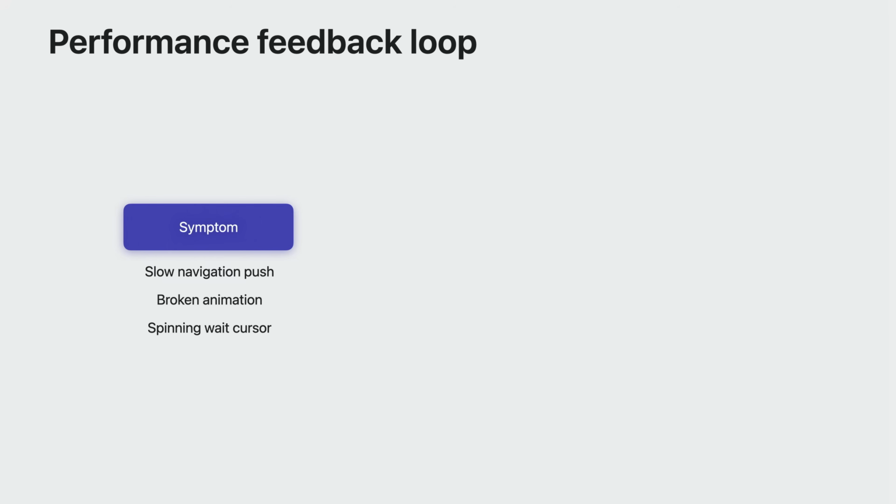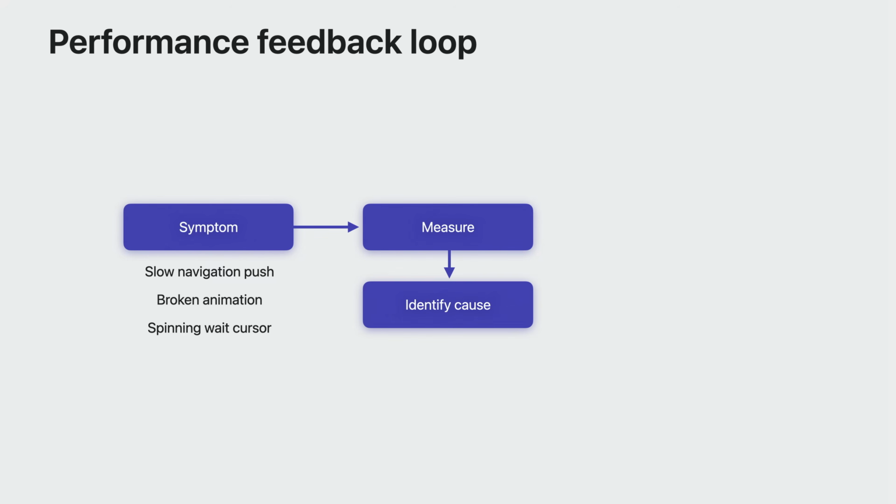Performance problems start with a symptom. Perhaps there is a slow navigation push, a broken animation, or you're seeing the spinning wait cursor on macOS. When you identify a performance problem, the first step towards addressing it is to measure. Once you've measured and verified that the symptom exists, work on identifying its cause.